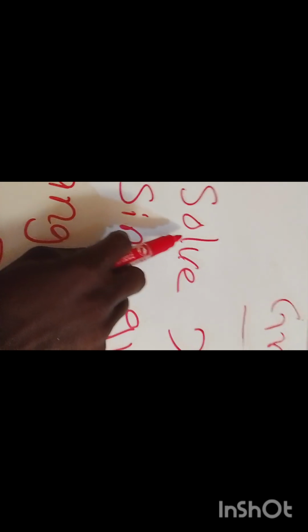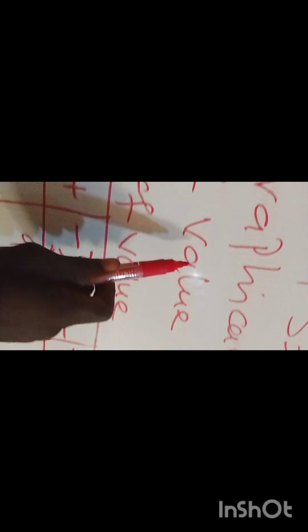So therefore, the solution is x. Now we were asked to solve x squared plus 5x plus 6 equals 0 using the graphical method, taking the range of values of x from -5 to +1.